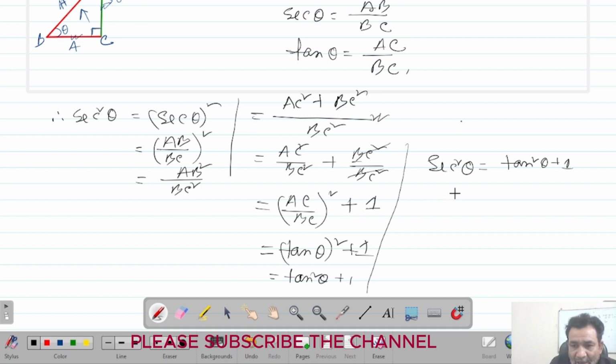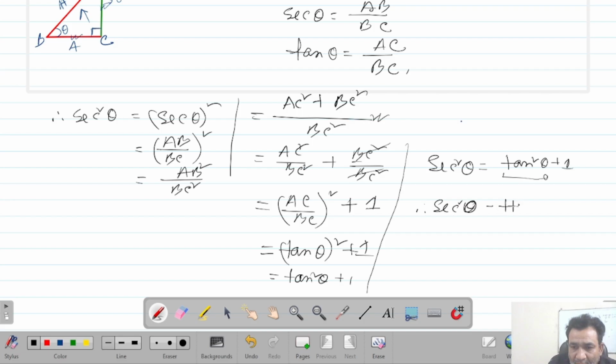If we change the side of tan square theta, then we get sec square theta minus tan square theta is equal to 1.